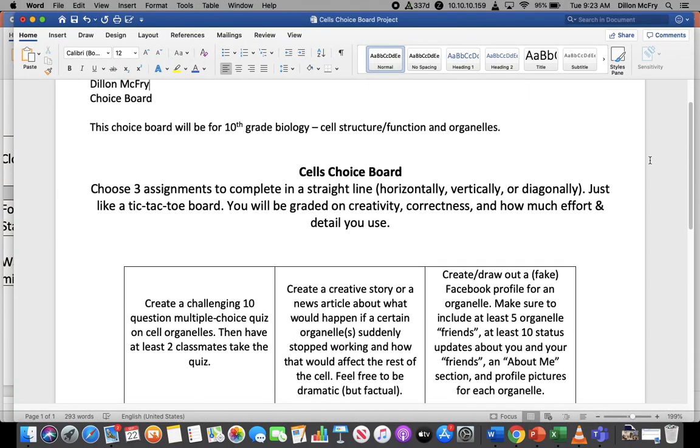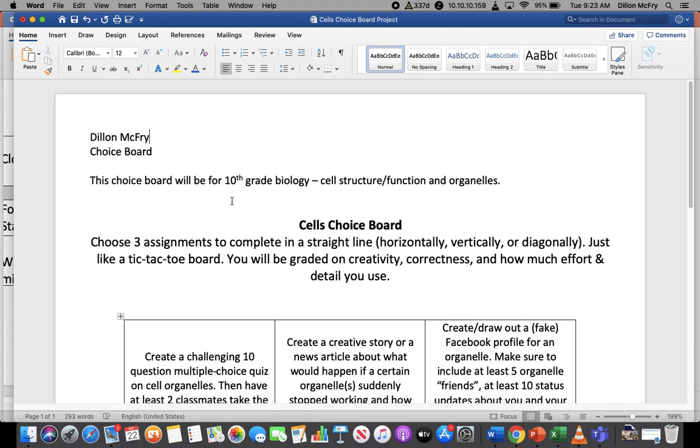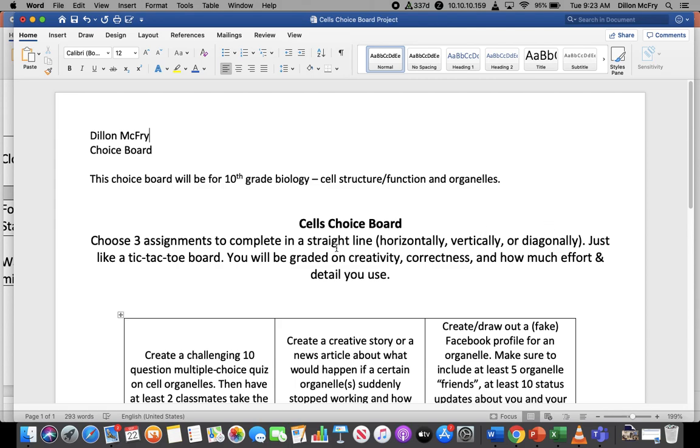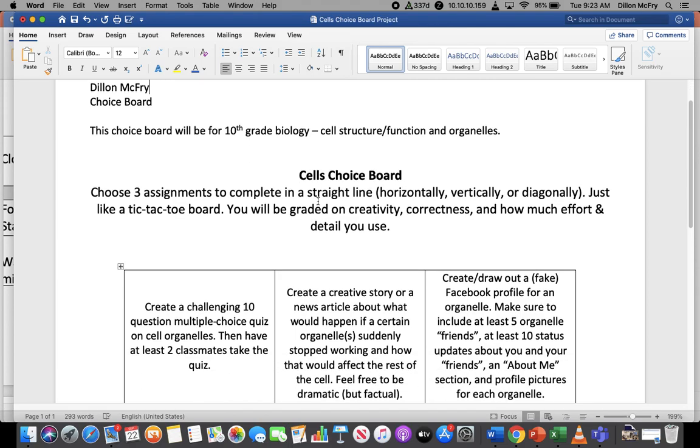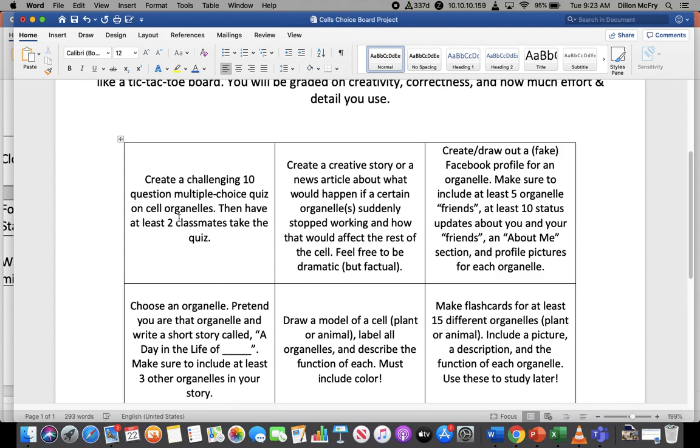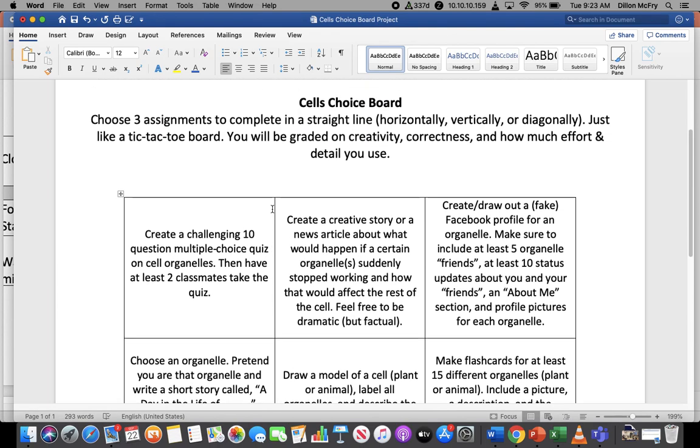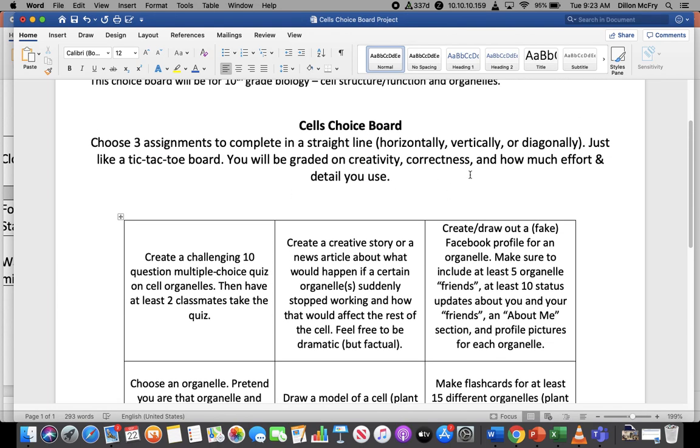They were presented a cells choice board, a project choice board. What they had to do is choose 3 assignments from this board, sort of like a tic-tac-toe board, to complete. They had to complete either a vertical line, a horizontal line, or a diagonal line, sort of like tic-tac-toe. They'll be graded on creativity, correctness, and how much effort and detail they use.